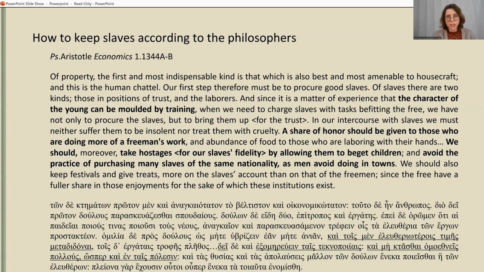We might think that it's obvious why you would give food to a brawny enslaved individual so that they can better do their job. But why is it that Aristotle thinks that you should give honour to the sort of slave who you need to be able to trust?